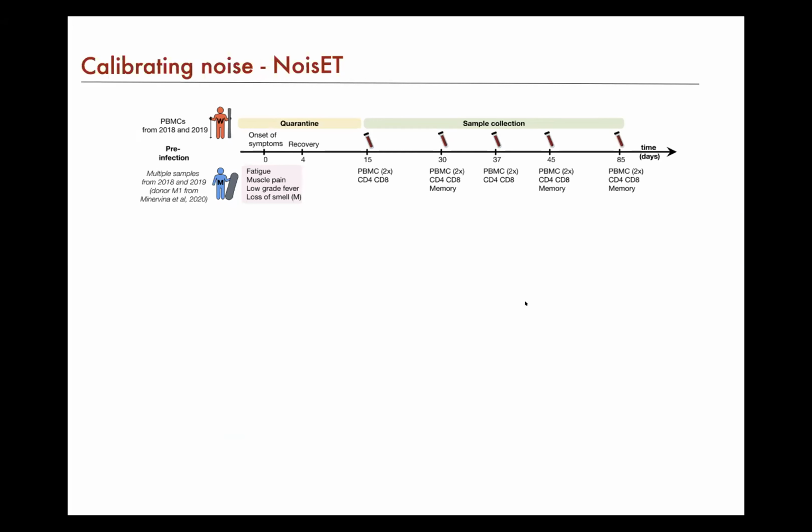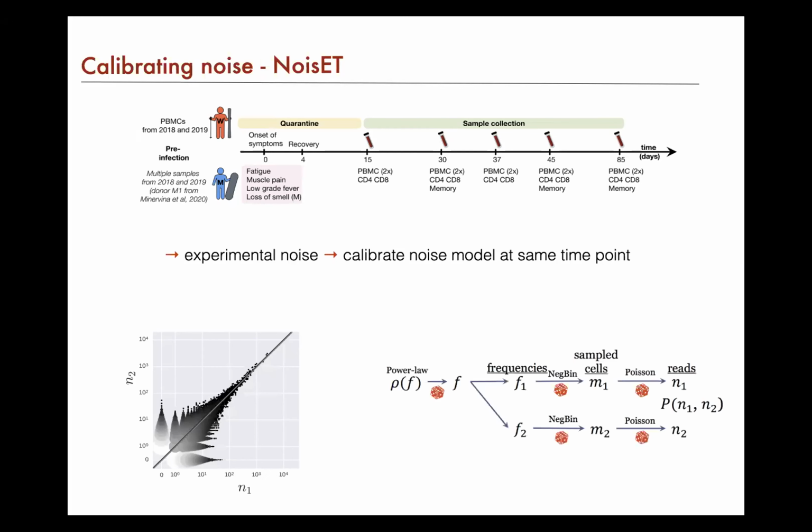So we didn't want to go ahead just with that, but we used a method we previously developed and applied to a yellow fever data set, and we're building a package now called Noisette to look at it. Basically the idea is to actually deal with noise in the data. If you look at 2 replicates and compare the counts in one replicate versus the other, you see there is a lot of noise. So we knew we needed to deal with that. What we did is calibrate a noise model using data from the same time point.